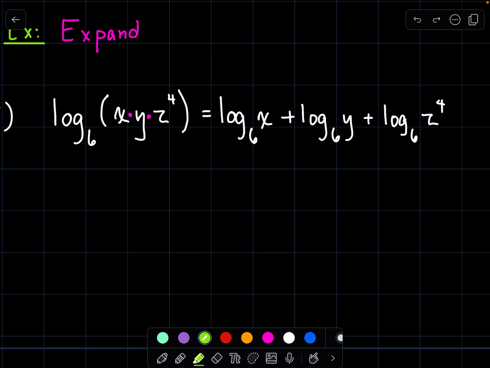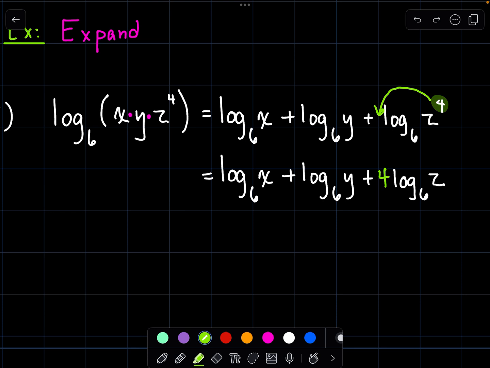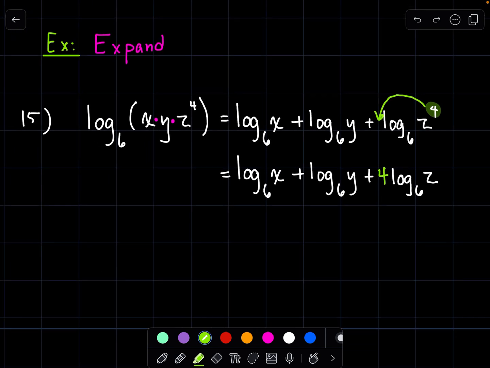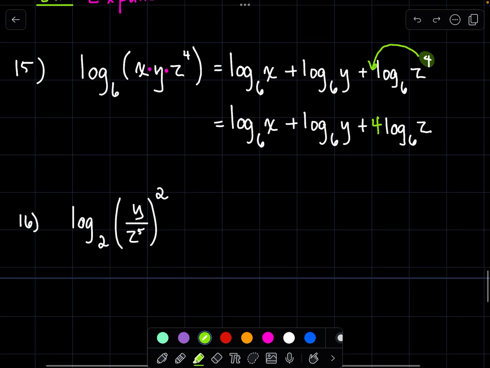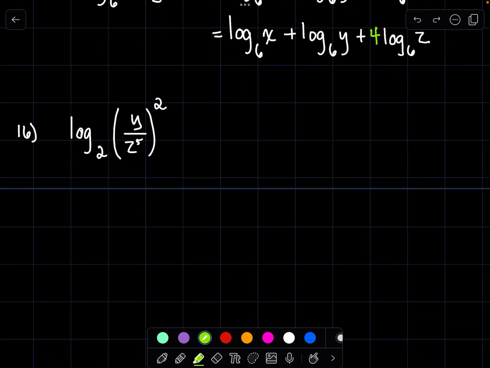I don't see any fractions on the first one, don't see any fractions in the second one, nothing in the right one as far as fractions. However, we do have an exponent, so that power property allows you to take that 4 and put it out front. And we get a completely expanded answer of log base 6 of x plus log base 6 of y plus 4 log base 6 of z. Again, most students that I've had in the past seem to like the expanding examples much more than the condensing ones. All right, another expanding.